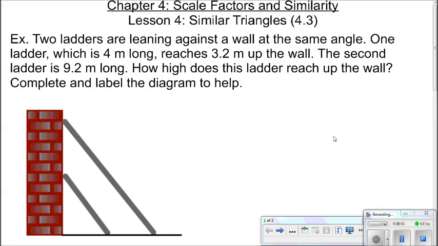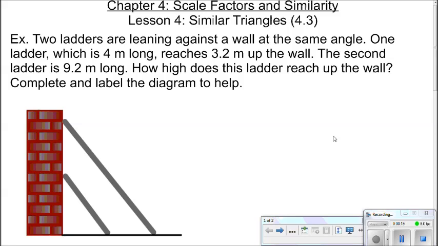Okay, we are on take 2 for chapter 4, lesson 4, similar triangles with problem solving. Sorry again that the last video did not have any sound attached to it. I'm not really sure why that happened, but we'll deal with some problem solving in this lesson.